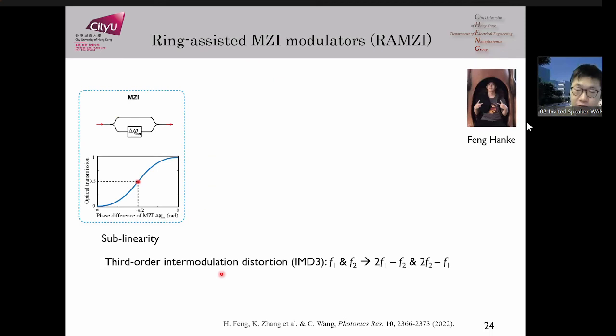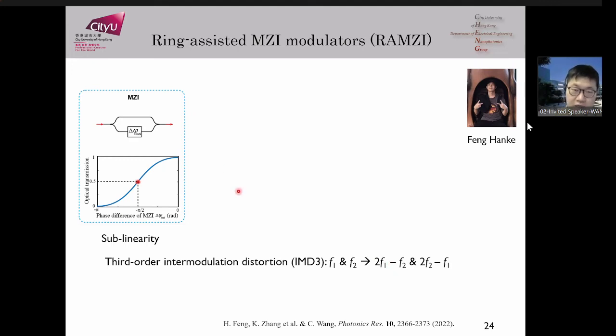And this is actually a problem for the Mach-Zehnder modulator I just showed you, because when you translate the phase information into amplitude in a Mach-Zehnder, it is a sinusoidal function, right? Although usually we bias here and it looks like it's linear, in reality it's sublinear. And with the third order intermodulation distortion, it means that if you input two signals at two frequencies, F1 and F2, you'll get these IMD3 at 2F1 minus F2.